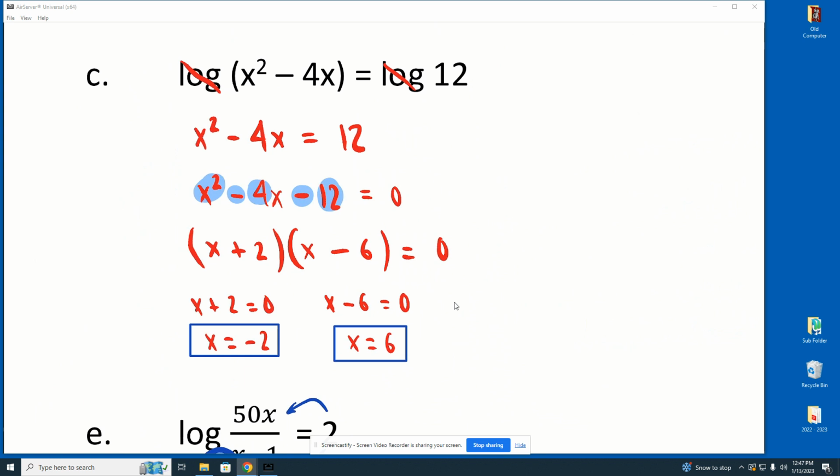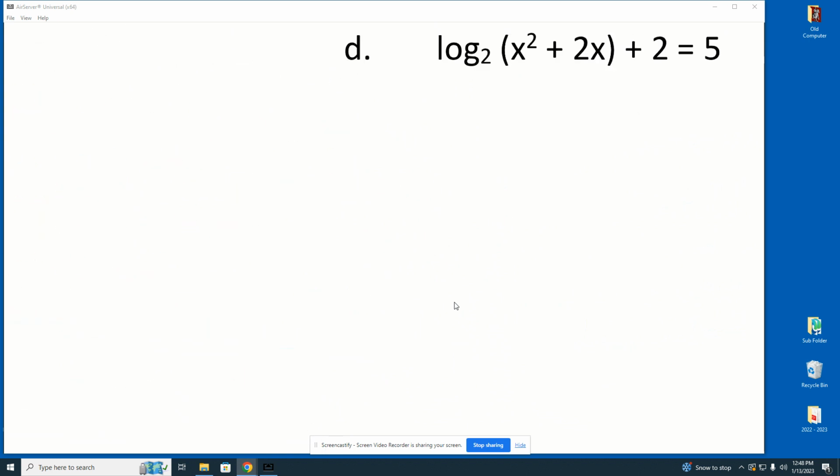Y'all will learn this in pre-cal. The whole extraneous thing, I've said the words expanding and condensing. What happened sometimes in a problem like this, they started with log of x times the log of x minus 4. And then, of course, you combine those by multiplying, and then that is what causes sometimes there to be extraneous solutions. Anyways, let's move on.